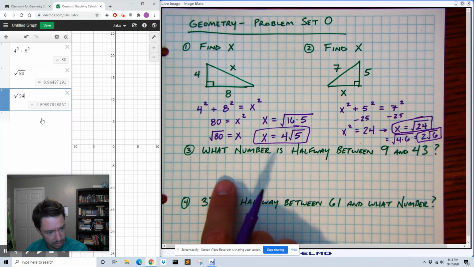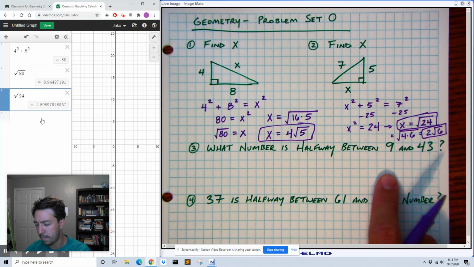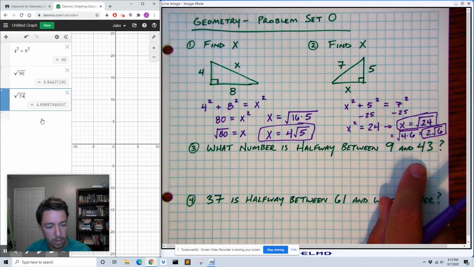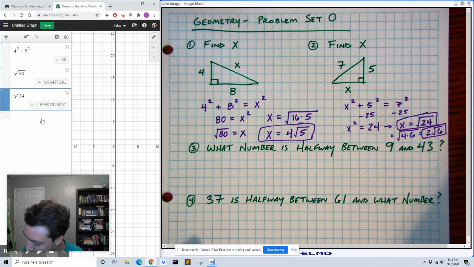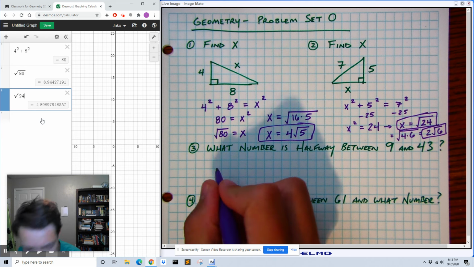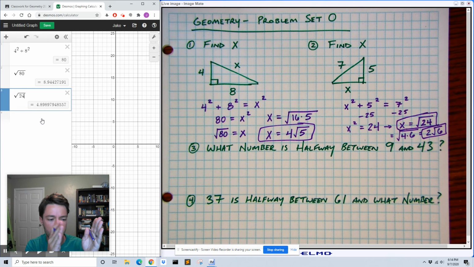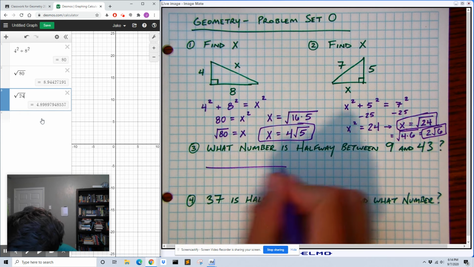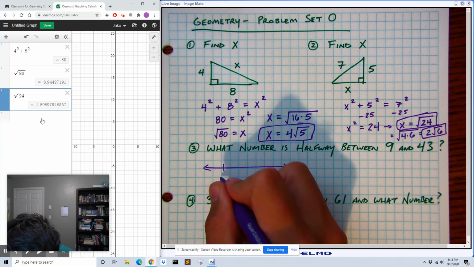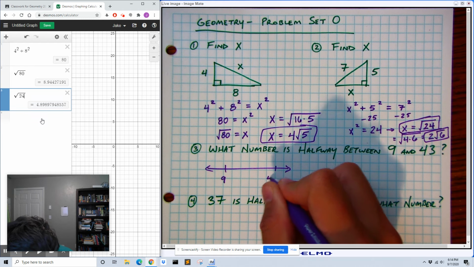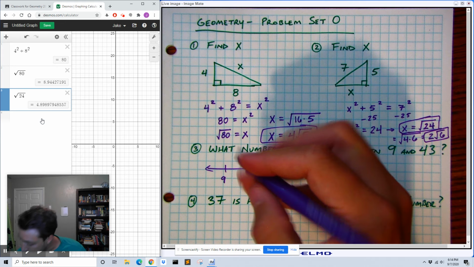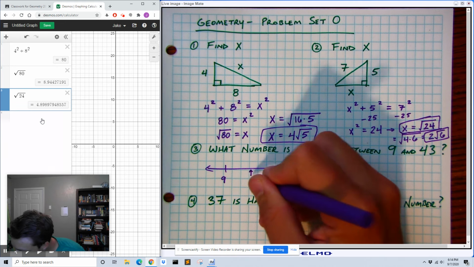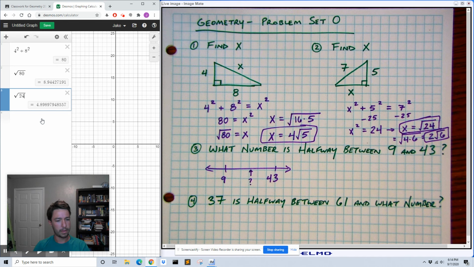Okay, next, we're going to be dealing with this a lot. This idea of being halfway between two things. So in geometry, a lot of times you have a segment, and then you have information about the two endpoints, and you want to know about what's halfway between. So this is on a number line. Say on a number line, you had 9 and you had 43, and you were wondering what number is halfway between. Okay? There's a few ways to go about solving a question like this. I'll just go over 2 really quick.